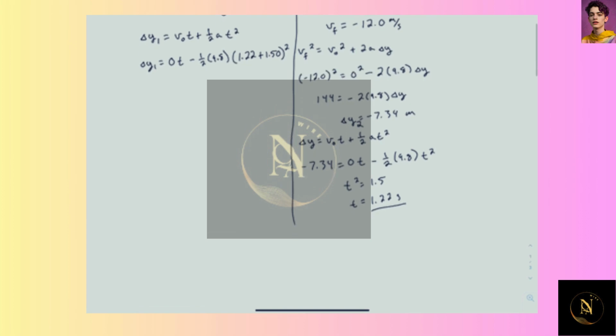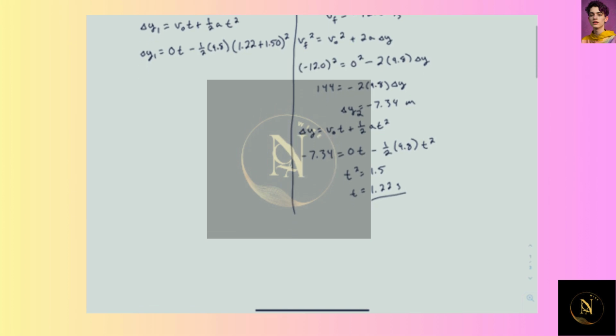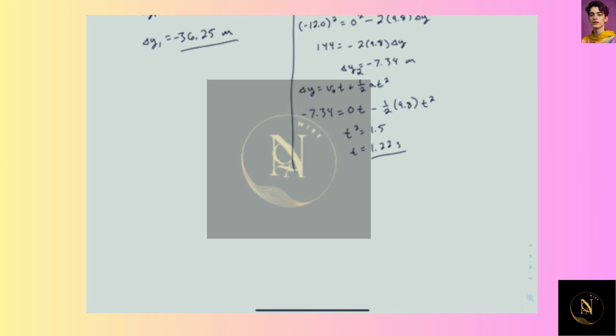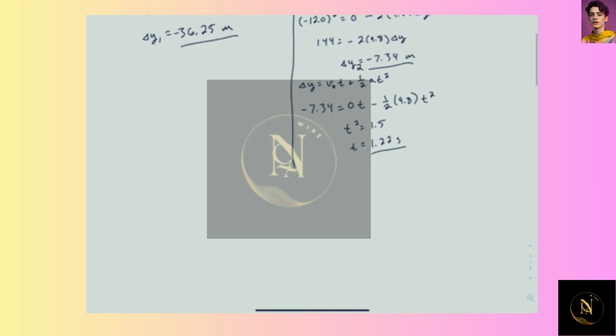And so if we solve this now, we get delta y1 is going to equal 36.25. That's negative, right? Because we get a negative here. Yep, that's going to be negative 36.25 meters. And so we know negative 36.25 and negative 7.34.